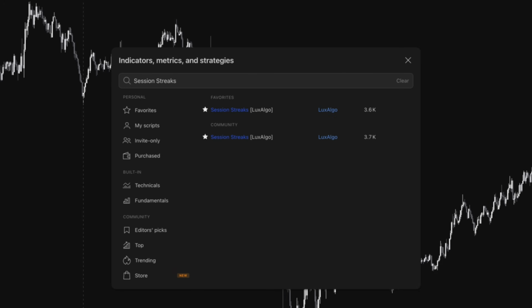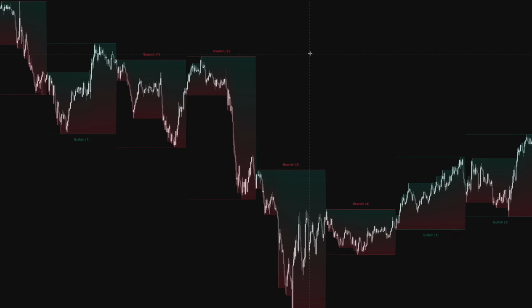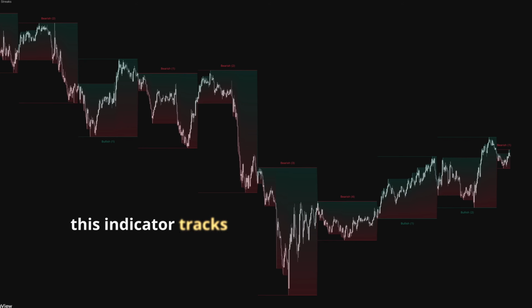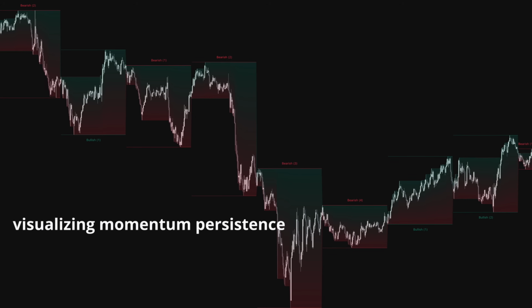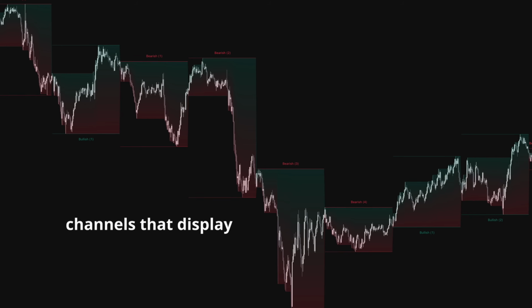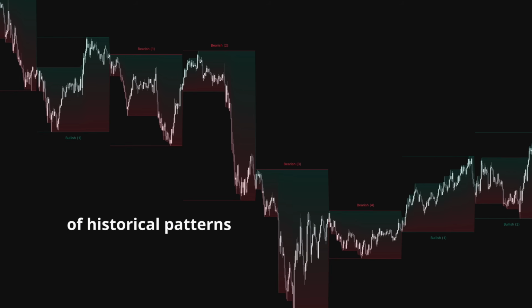Session streaks. Created by LuxAlgo, this indicator tracks consecutive bullish or bearish trading sessions, visualizing momentum persistence through labeled price channels that display current streak counts and statistical analysis of historical patterns.